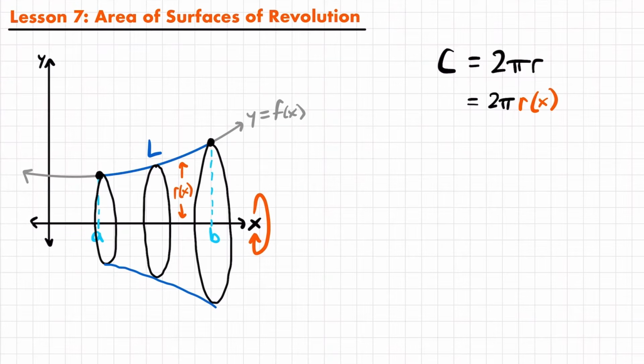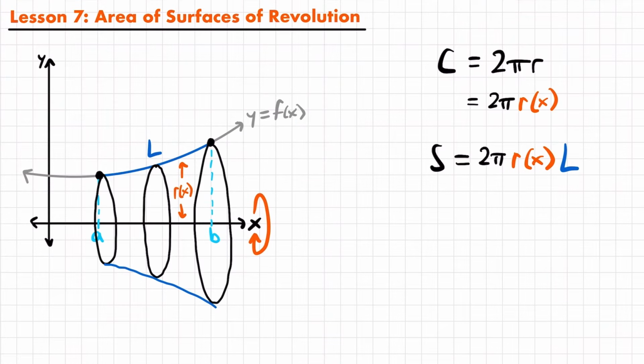And so 2 pi times the radius in terms of x will represent the circumference of a particular circle of our surface of revolution at a particular value of x. And so if we were to multiply that circumference by the length of the curve, that will give us the area of the entire surface. So the surface area will be equal to 2 pi times the radius in terms of x times the length of the curve. But now what is the length of the curve?